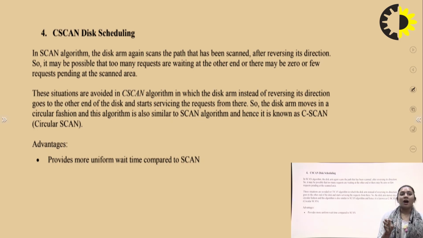So the disk arm moves in a circular fashion, and the algorithm is similar to the SCAN algorithm. It is called the CSCAN scheduling algorithm. The advantage is that it can provide you uniform wait time compared to the SCAN algorithm.